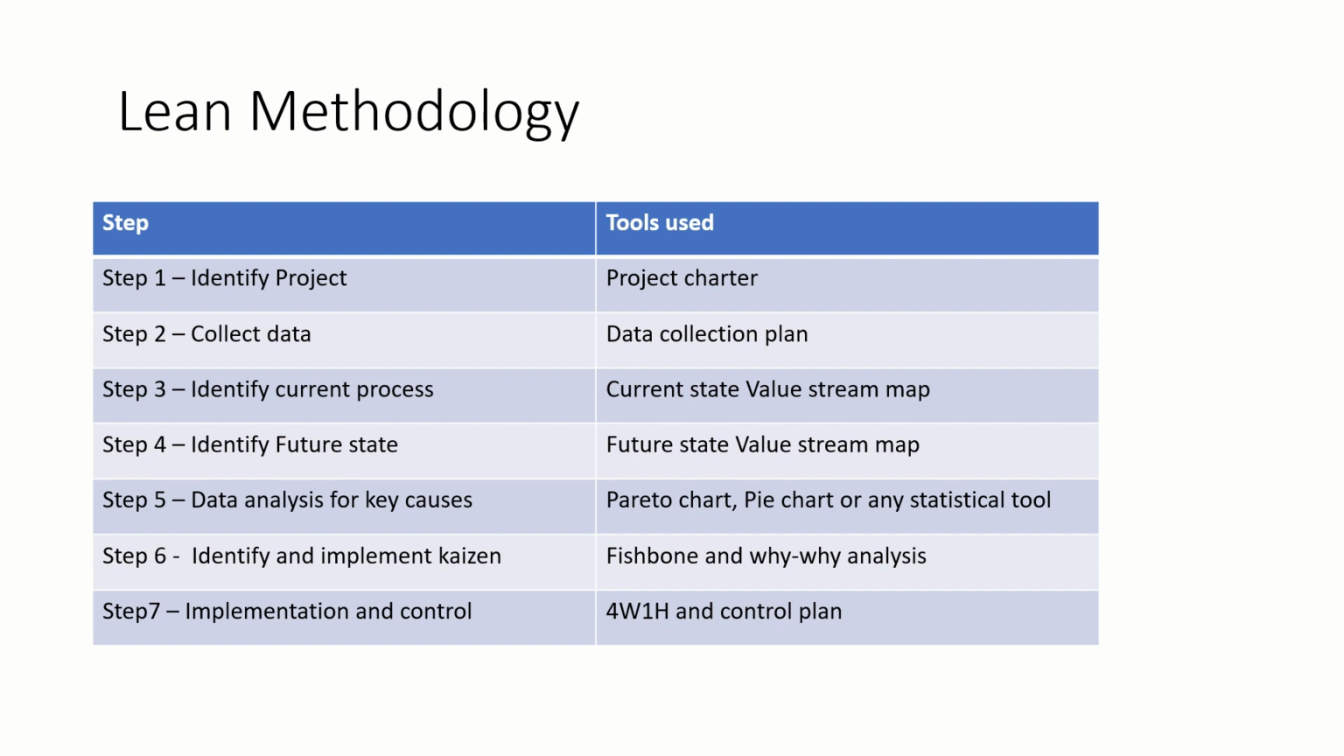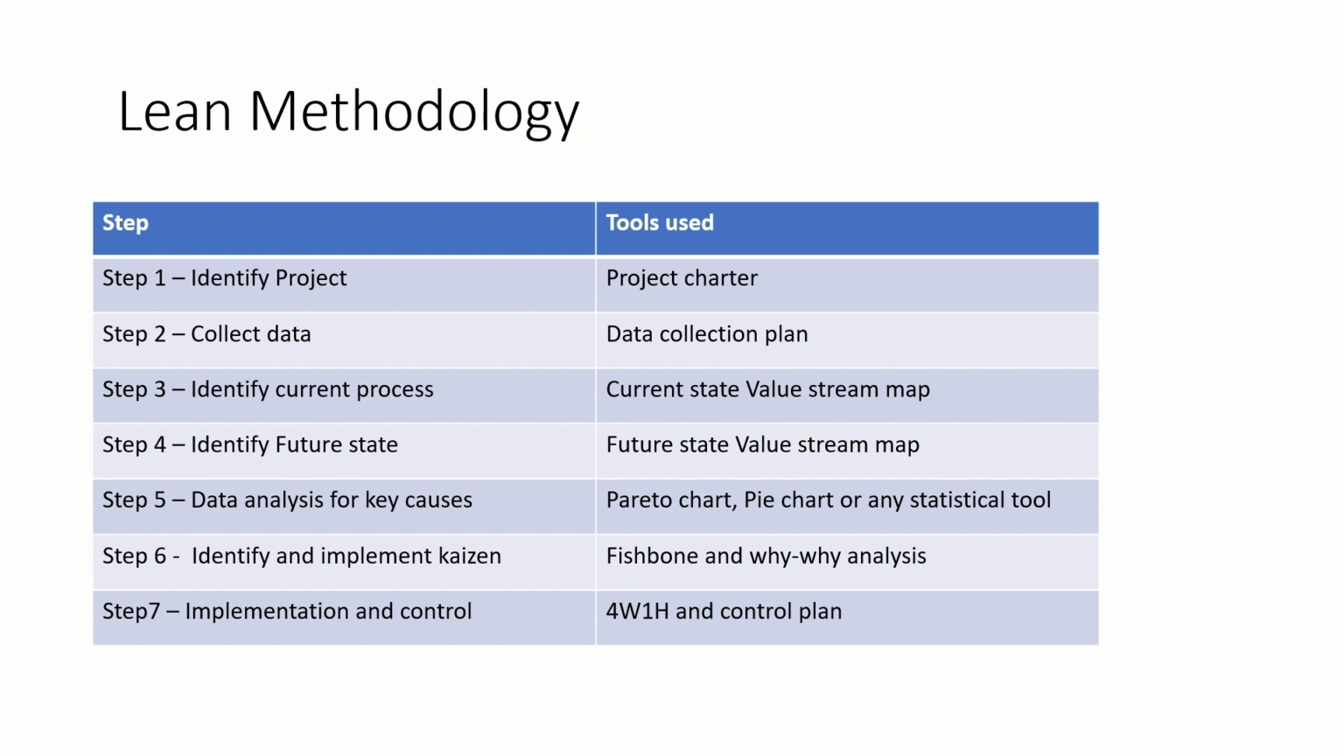In a Lean methodology, the first step is to identify a project. Second step is to collect some data. Third step is to identify the current state. Fourth step is to identify the future state. And the fifth step is to do the data analysis for key causes. Step number 6 is to identify and implement the Kaizens. And the seventh step is implementation and control.